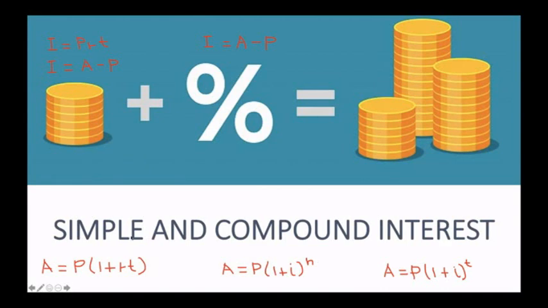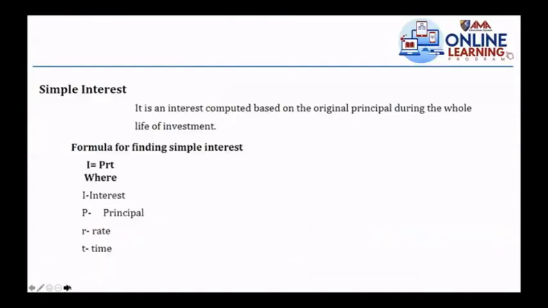So let's go to part 1, which is simple interest. So what is simple interest? Simple interest is an interest computed based on the original principal during the whole life of investment. So I've mentioned already the formula, I is equal to PRT, and the meaning of these variables. But let's be more specific with rate. Rate here is the annual rate of interest. For the simple interest, we consider the annual rate of interest.